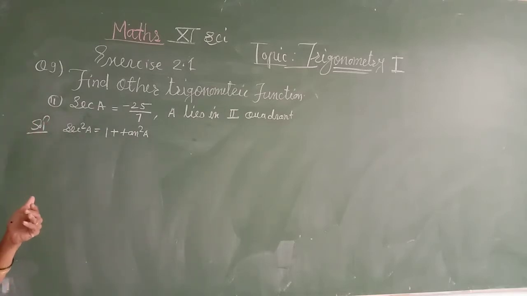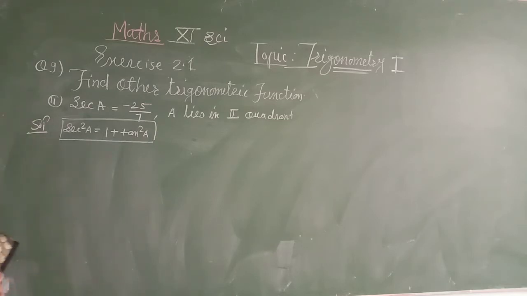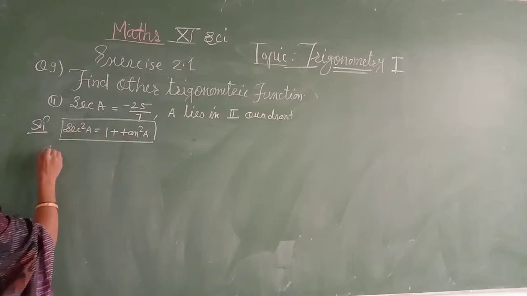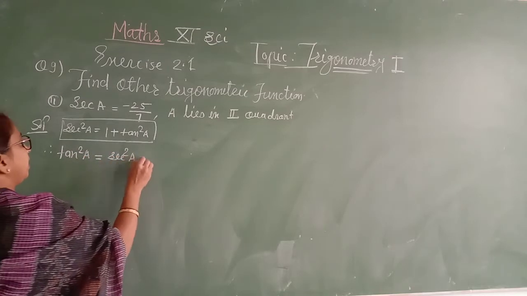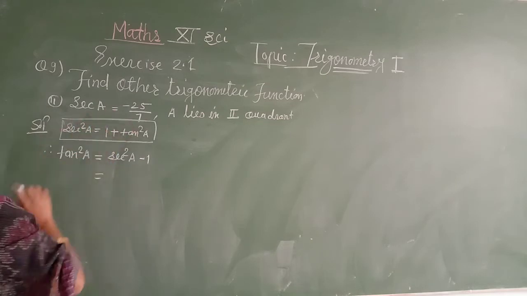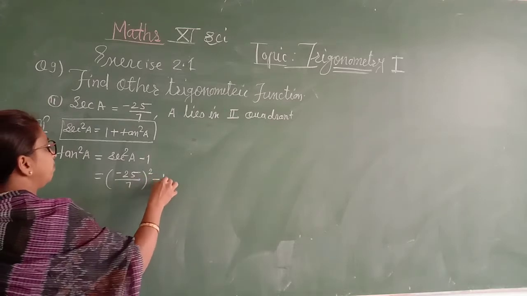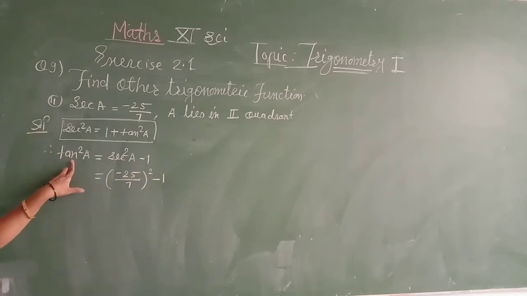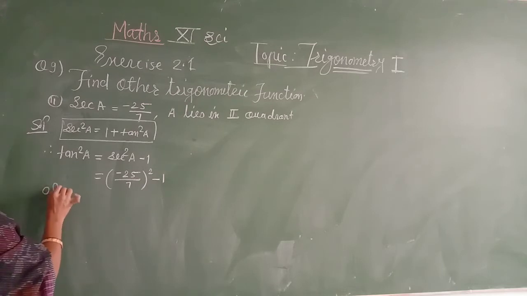Now to find sine we have to apply another formula. So this is our basic identity. Sec square A is equal to 1 plus tan square A. Sec square A is given, so we can find tan square A. Therefore, tan square A is equal to sec square A minus 1. Now put up the value of sec. Minus 25 by 7 whole square minus 1. From this you can find tan. From this you will get cos. Okay, so this way also you can do it, or a simple thing.